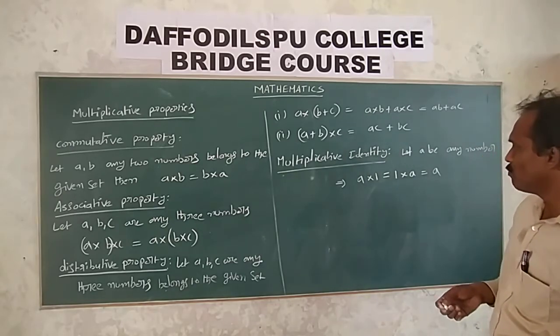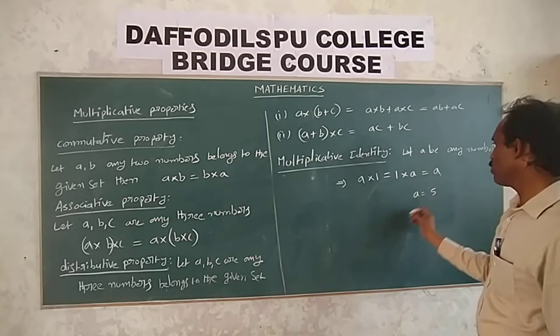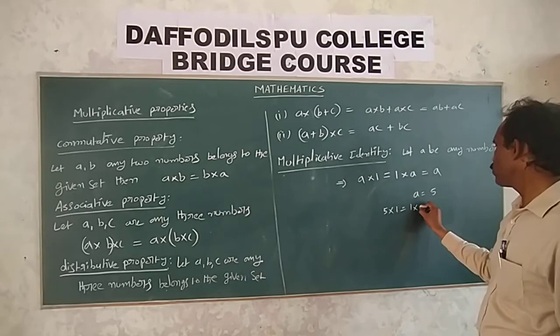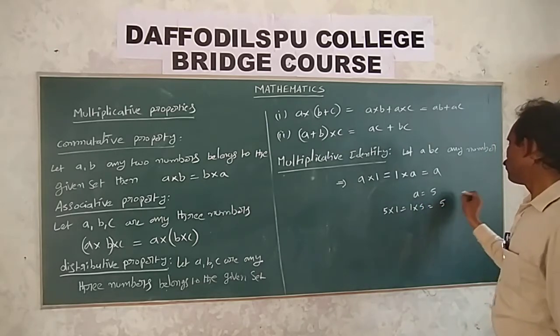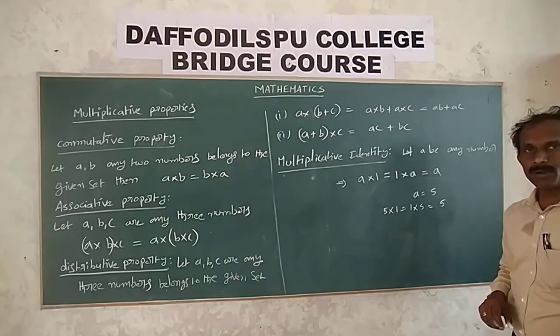If you take natural numbers, let a be the number 5. 5 into 1 is equal to 1 into 5 is equal to, what is this answer? 5. Therefore, 1 is the multiplicative identity.